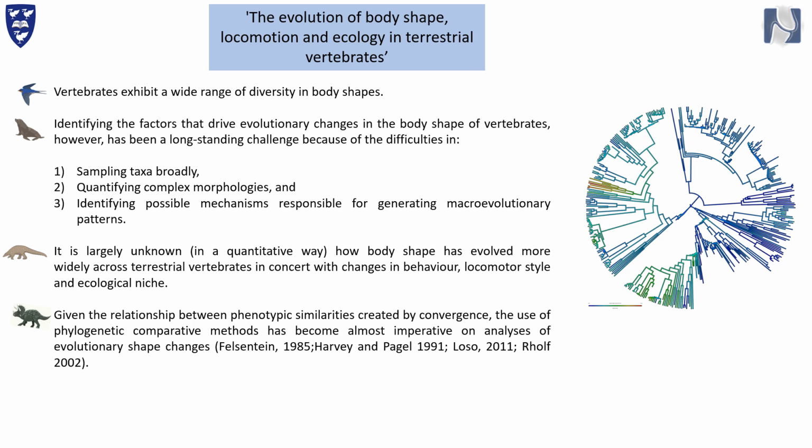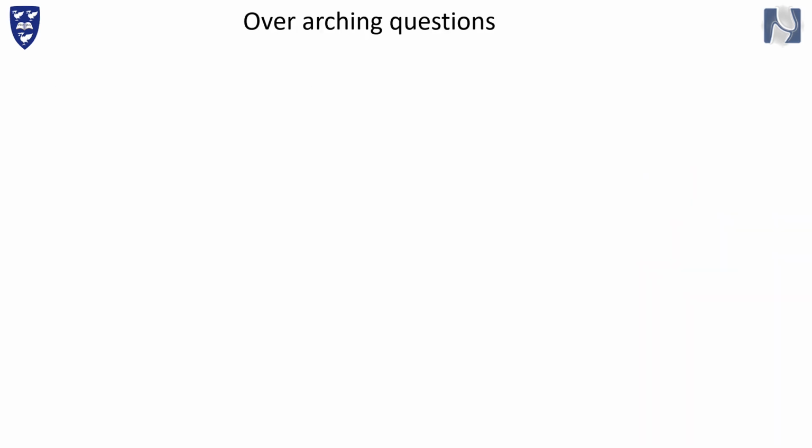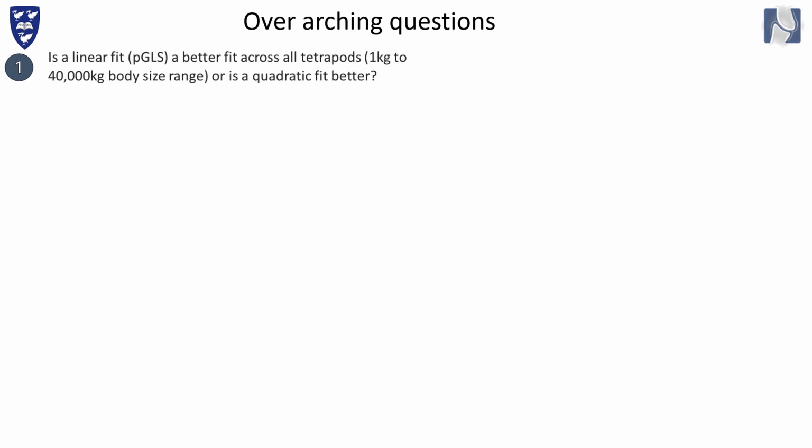Here I use three-dimensional computer models of vertebrate skeletons with phylogenetic reconstructions to quantify the evolution of body segments and whole body shape across 420 taxa of all major extinct and extant terrestrial vertebrate groups. So, the overarching questions I want to look at.